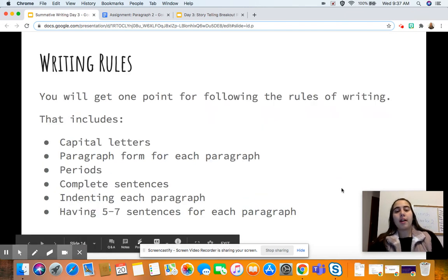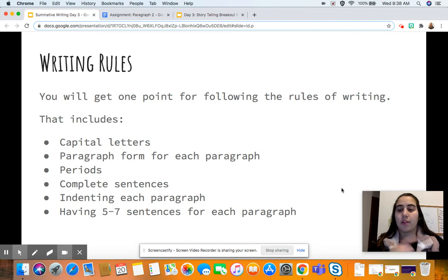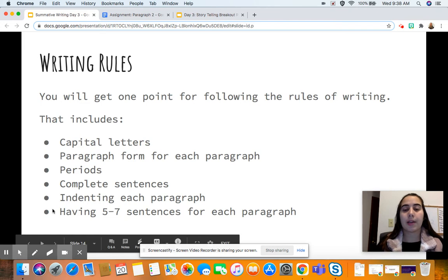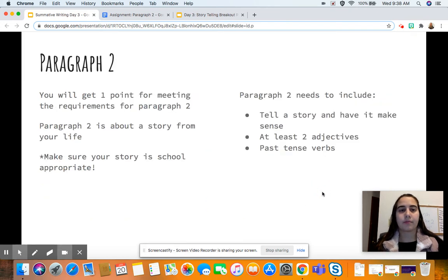So you are graded on 4 things. So one thing you're graded on is writing rules, and then you're graded on each of the paragraphs you write to make 4. So when we talk about writing rules, I'm talking about making sure you have capital letters, that you have paragraph form. Remember, that means topic sentence, detail sentence, conclusion sentence, in that order for every paragraph. I'm talking about having periods at the ends of your sentences, writing complete sentences, indenting your paragraphs, and you need to have 5 to 7 sentences for each paragraph.